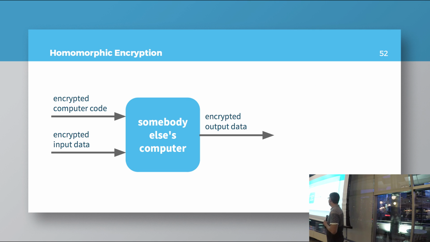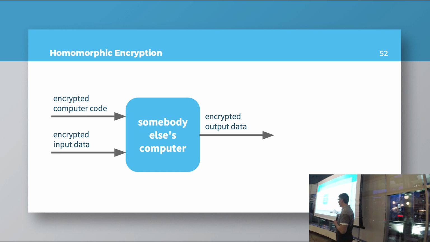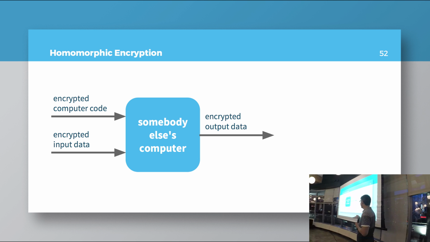What we want to do is take a computer program and encrypt it, and then take a bunch of data that we want to feed into our computer program, and encrypt that too. And then we send both of these things to somebody else's computer, and because they're both encrypted, that person can't figure out what you're doing, what the program does, or what the data is.